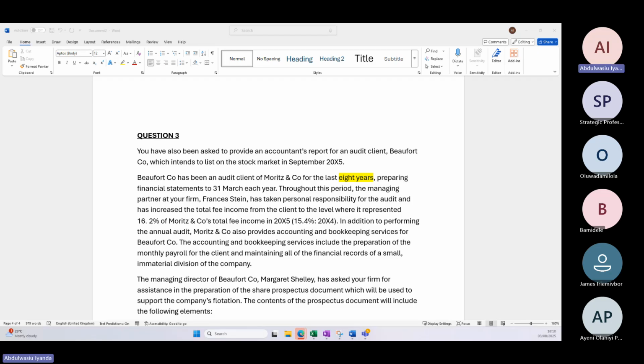We are now being told that in addition to performing the annual audits, we also provide accounting and bookkeeping services. The accounting and bookkeeping services include the preparation of the monthly payroll for the client, and maintaining all their financial records for a small, immaterial division of the company.